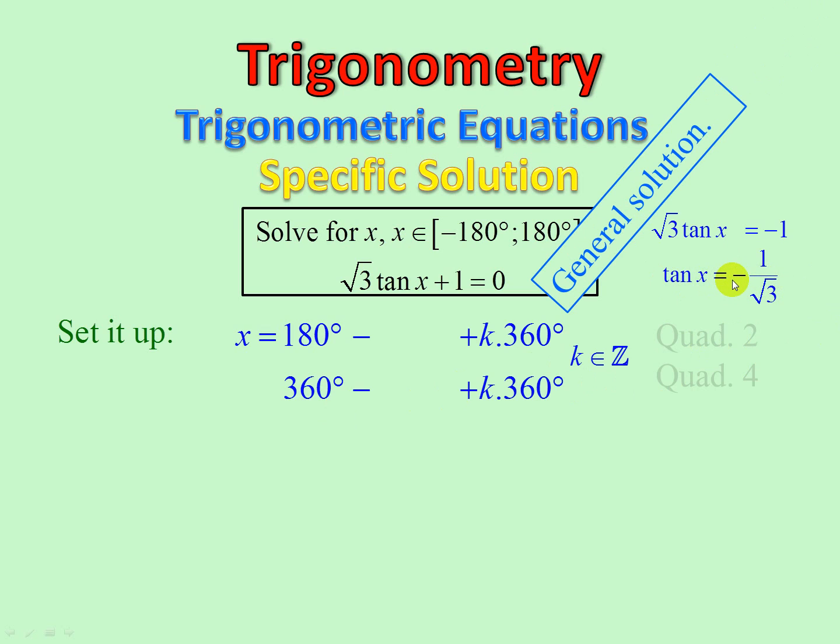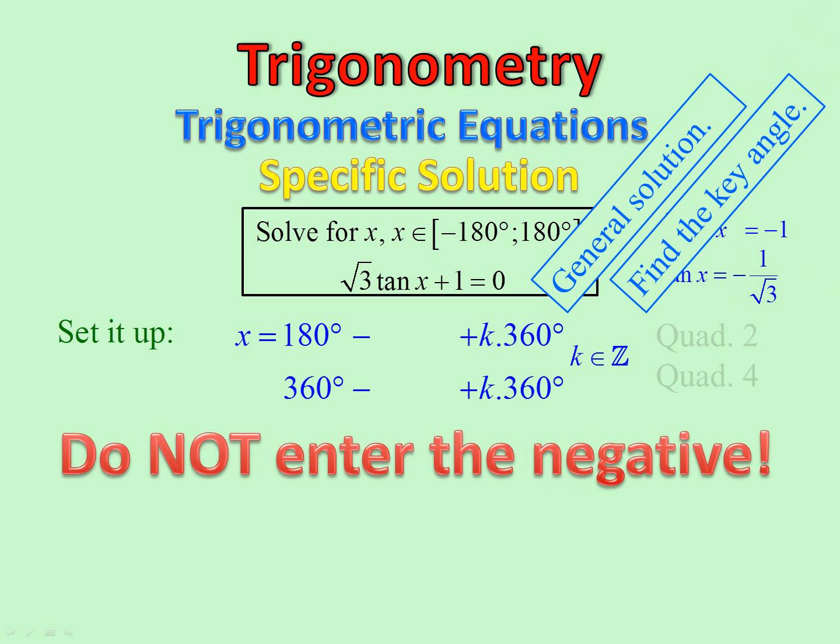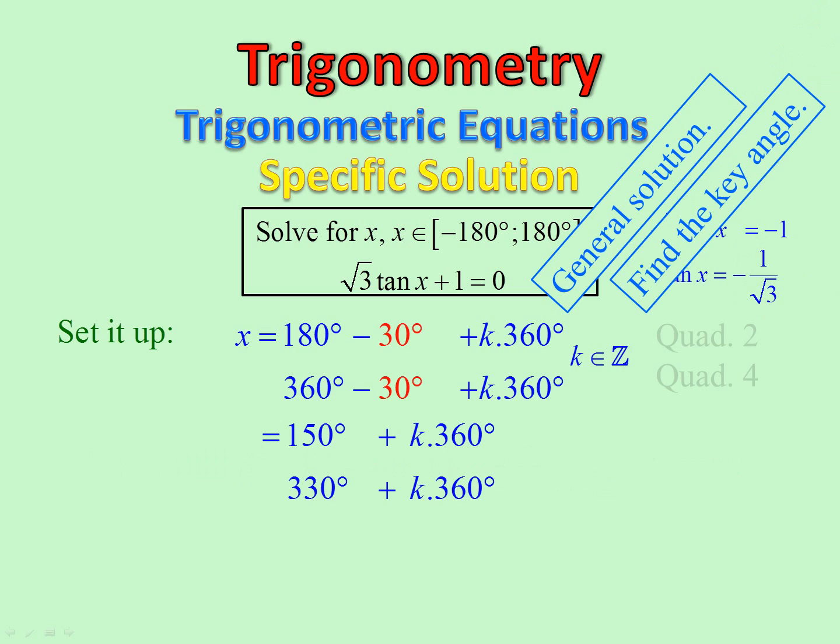Right, now tan is negative. Here I go, nagging again. Do not enter the negative. We've allowed for the negative with the quadrants. So we do just shift tan of 1 over root 3. There we go again. So it's 30 degrees. Simplifies to that. Now we want from negative 180 to 180.